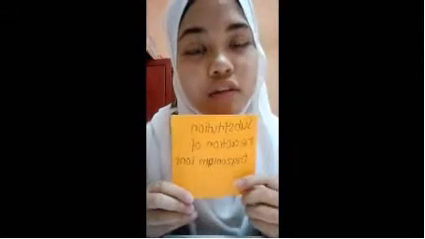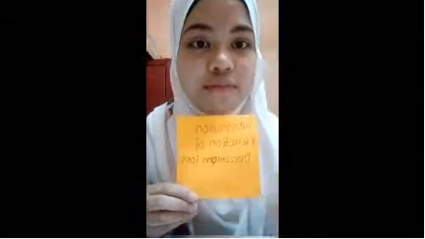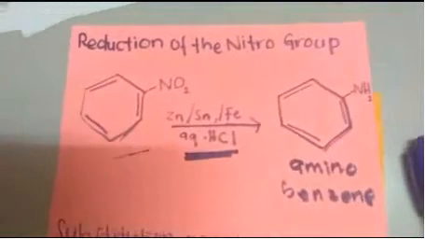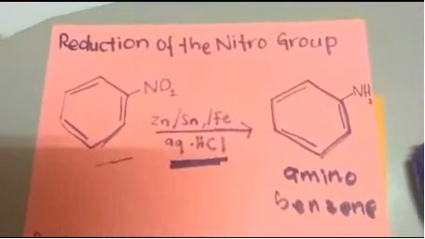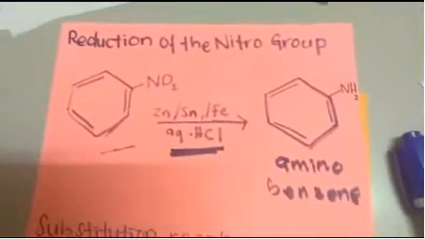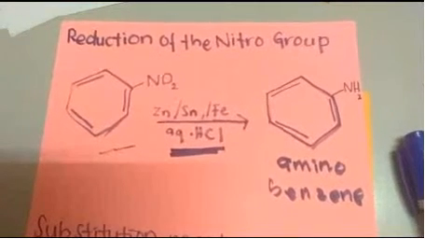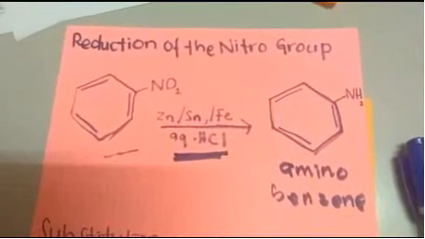Hi everyone, I'm Hazira. I will explain the reactions of benzene derivatives, which has two reactions: reduction of the nitro group and substitution reaction of the diazonium ion, which is a salt. The first reaction is reduction of the nitro group. It is treatment with zinc, tin or iron with dilute acid that will reduce the nitro group to an amino group.